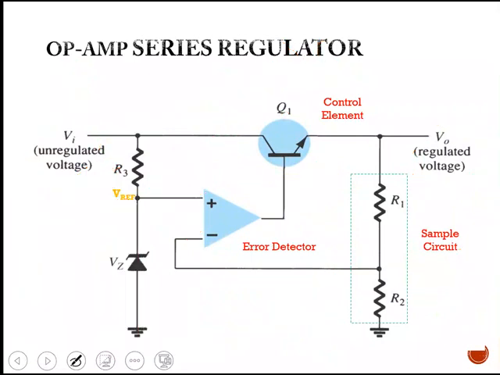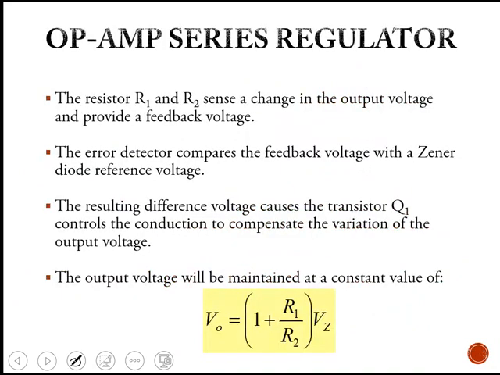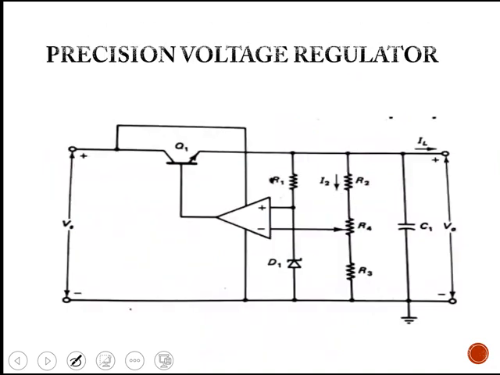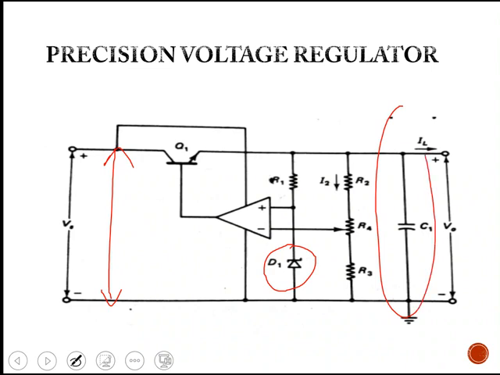So what is done is, in order to make V0 almost independent of the variation of VZ, we go for a precision voltage regulator. So if you observe this precision voltage regulator, you can see that the Zener diode, instead of connecting it to the unregulated DC voltage, this VZ is connected to the regulated output side.